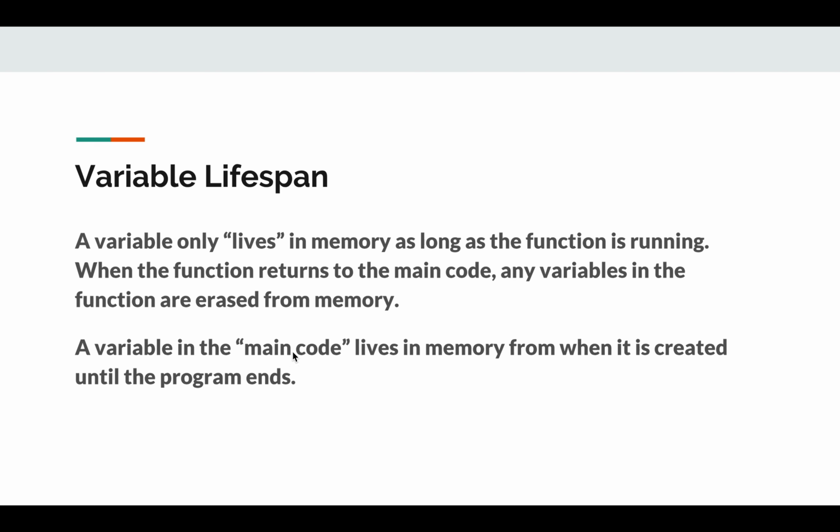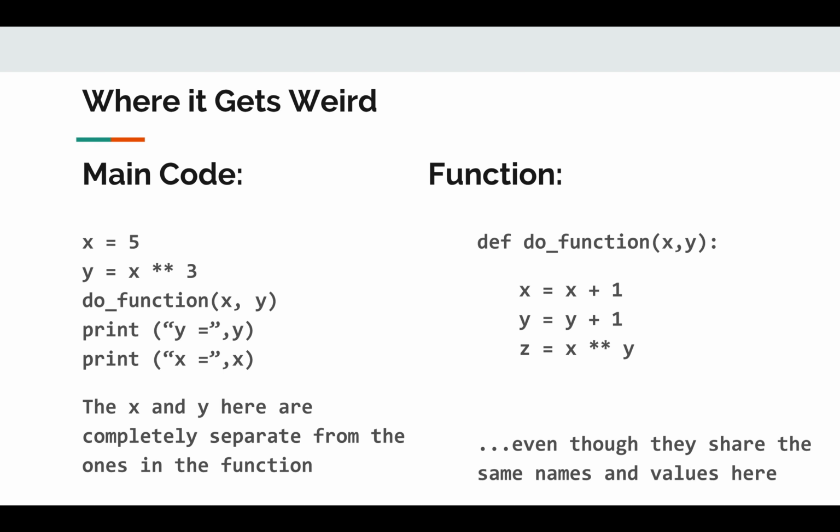A variable that's in the main code, which is what we've been doing so far in class, lives in memory from the time we say, hey, set this variable, and then until the program ends. So these end when the functions end. And if you think of your main code as a function, it ends when the function ends as well. So this is why people get a little bit confused, and it has to do with parameters.